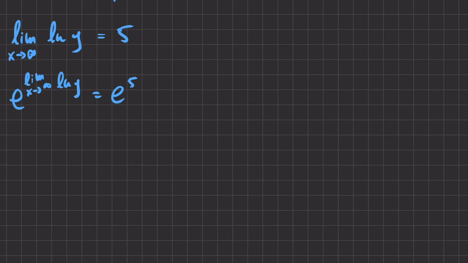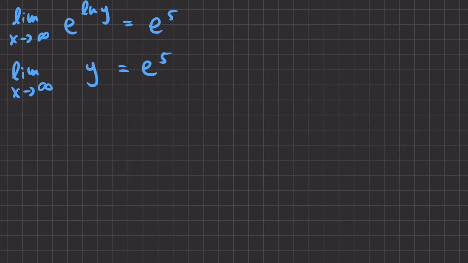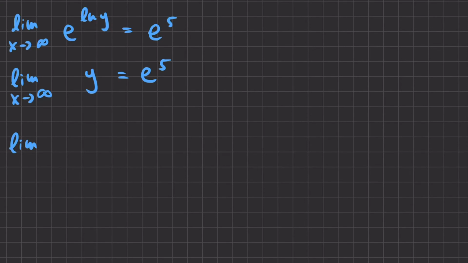If you have a limit inside a continuous function, you can pull it out of that continuous function. So what I'm trying to say is that this is equal to the limit as x approaches infinity of e to the ln of y, which is equal to e to the 5. And e to the ln of y is just equal to y. So the limit as x approaches infinity of y is equal to e to the 5. And y was just the whole thing that we set out to evaluate. So in other words, the limit as x approaches infinity of (1 plus 5 over x) to the x equals e to the 5.